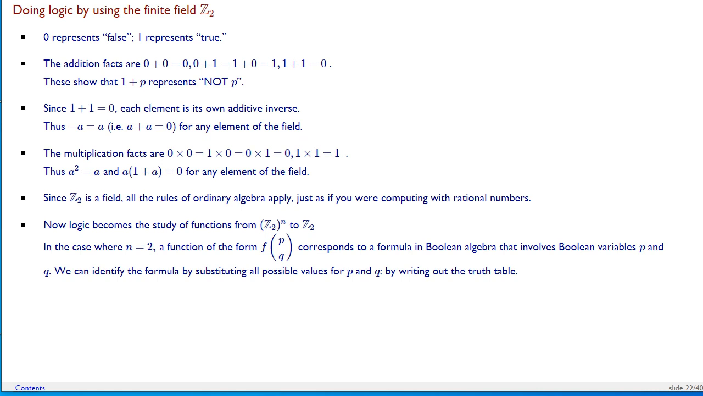So now the subject we've been calling logic is the study of functions from Z2^n to Z2. That is, from n-component vectors with elements in Z2 to Z2. And we'll start out with the case where n equals 2. We have a function f of p and q, takes a two-component vector whose components are either 0 or 1, and produces something that's either 0 or 1. And if we want to figure out what formula of Boolean algebra it corresponds to, we just substitute in 0 and 1 in all possible ways. That is, we write out the truth table.